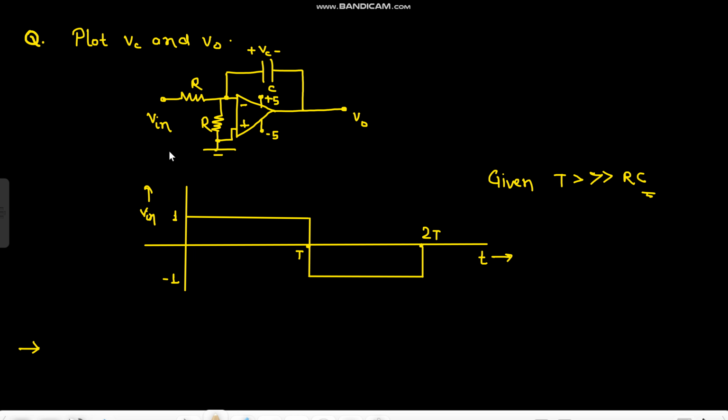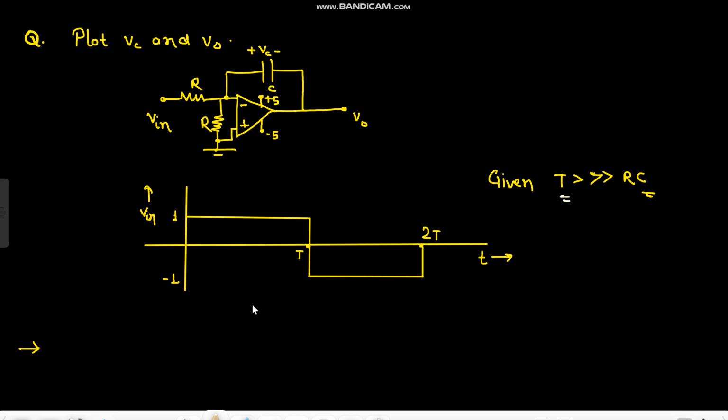So moving on to the question, we have this configuration. We have this input voltage, +1 and -1. The time t is very long, as written in RC. So for a very long time we have applied 1 volt, and then after that we change the input to -1 volt. This is our question. We have to draw the waveform of the capacitor voltage and the output voltage.